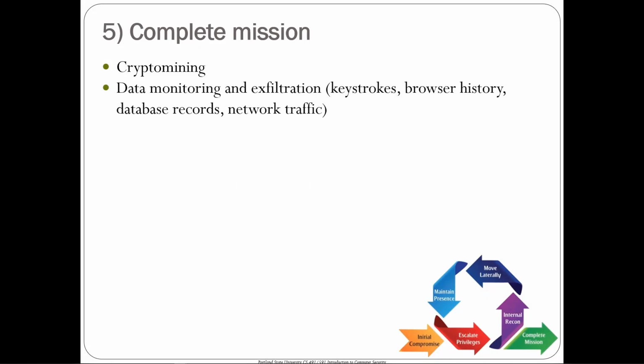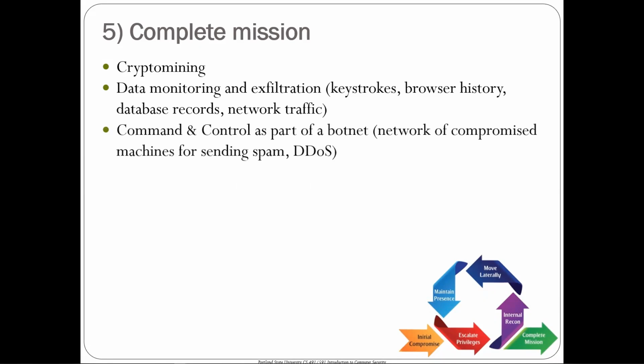The more severe thing is for them to monitor all the data and then exfiltrate sensitive data. Things like keystrokes, browser history, database records, and network traffic are all very impactful to an enterprise. The other thing they can do is take that collection of machines that they've hijacked and make them part of a botnet that they all control. This is where the botnets for sending spam and DDoS are, which we covered earlier. That's what they're used for.